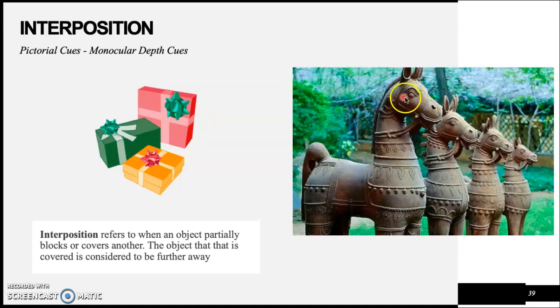You can see the same here. The closest blocks this one, which blocks this one, which blocks this one, which would be the furthest away.